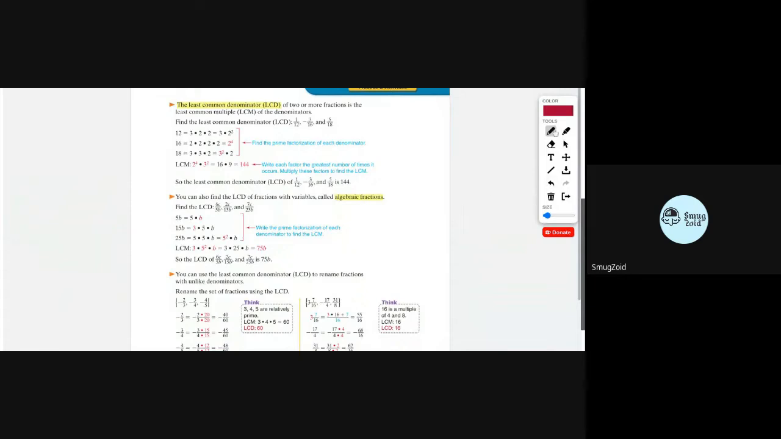Least common denominator. All right, this is where all this stuff starts coming together a little bit. So they give you 3 values, 1/12, 3/16, 5/18. And you can add and subtract any fractions just as long as the denominators are the same. So you want to make the denominators the same. How you do that is basically the prime factorization of each value.